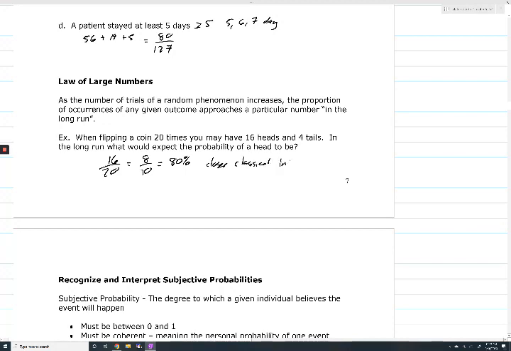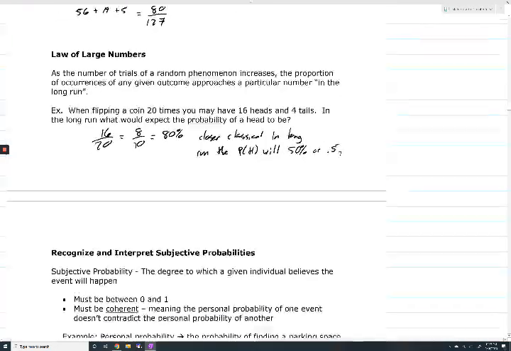And so in the long run, the probability of heads will be 50% or 0.5. So no matter what happens in the short term, given enough trials, we expect our empirical probability to get closer to that classical probability.